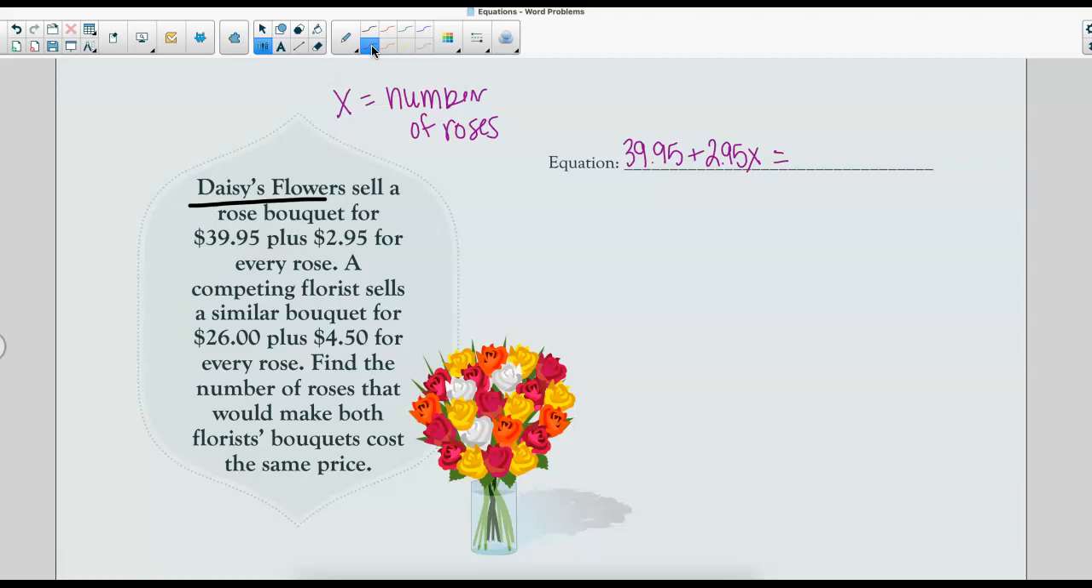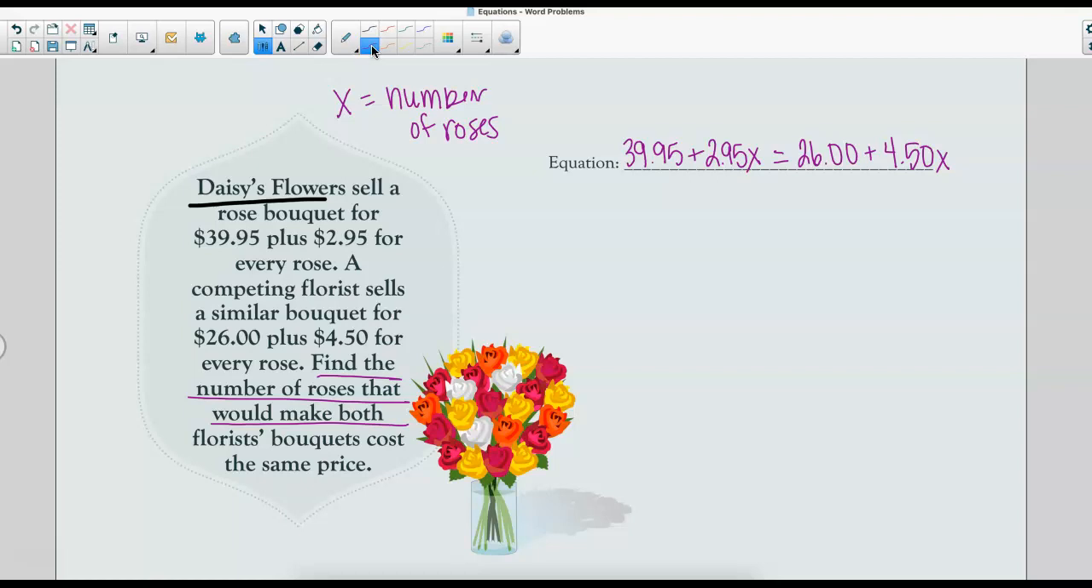We want to know when Daisy's Flowers is going to equal the other competitor. How much would you pay at the competing florist? $26 plus $4.50X. There's our equation. Once we have the equation set up, well, now we can solve it, and we can solve for X. We want to find the number of roses that would make each of them the same. So if we solve for X, we know the number of roses.